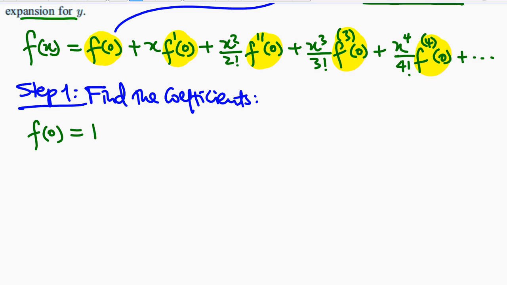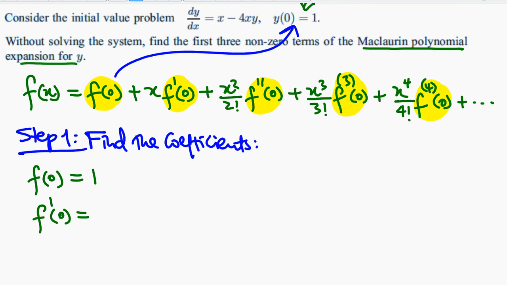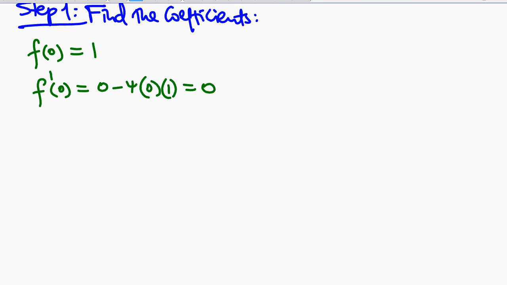Now, to find f dash 0, what I'm going to do is plug the initial conditions into the differential equation. So in place of x, I'll have 0 minus 4, in place of y, I have 0, and in place of x, I have 0, in place of y, I have 1. And this will be equal to 0. So that's already done.